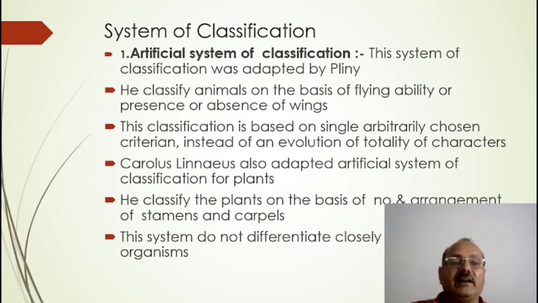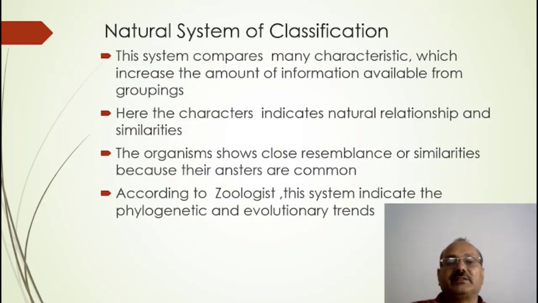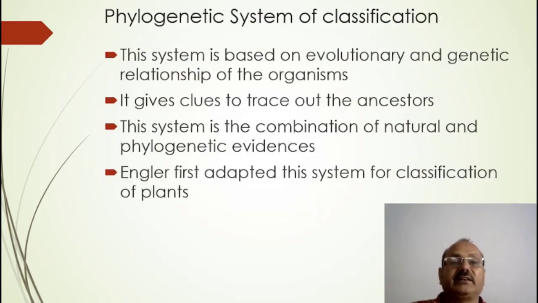Carolus Linnaeus also adopted an artificial system of classification for plants. He classified the plants on the basis of number and arrangement of stamens and carpels. This system does not differentiate closely related species of organisms. There is another system called the natural system of classification. This system comprises many characteristics, which increase the amount of information available from groupings. Here the characters indicate natural relationship and similarities. The organisms show close resemblance because their ancestors are common. According to zoologists, this system indicates the phylogenetic and evolutionary trends.